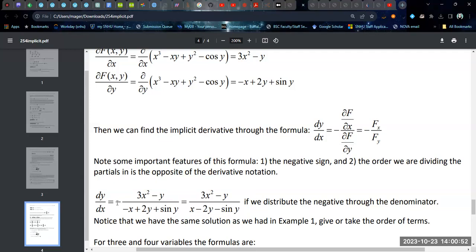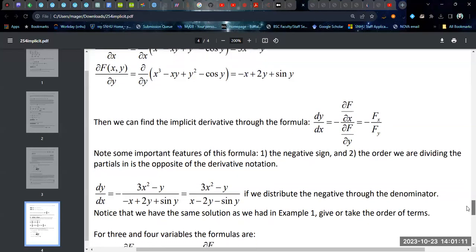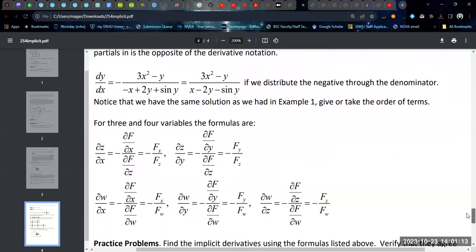If you were doing the algebra and you moved your dy dx to the other side of the equation, then to match your previous answer, you might need to put the negative sign through the numerator instead, but really you end up with the same answer either way. They're algebraically equivalent. Now let's look at this in the 3 and 4 variable cases.